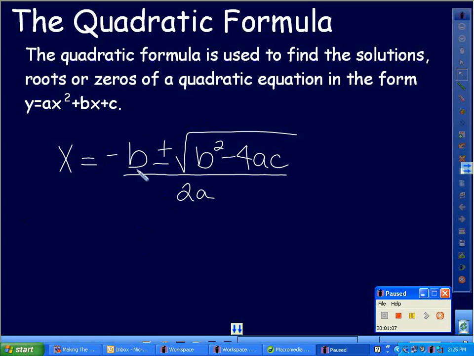With the plus or minus, we will take this number and we will add it, and then we'll do a separate problem and subtract. So it's two separate problems with the plus or minus.